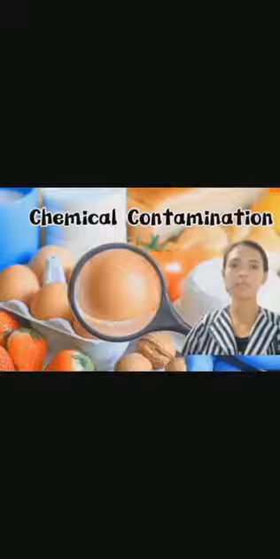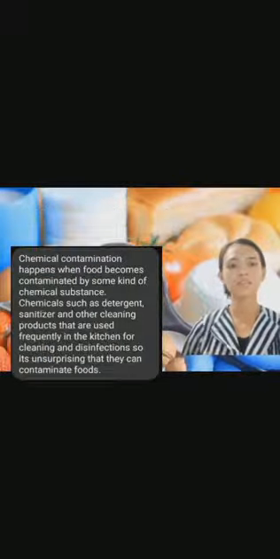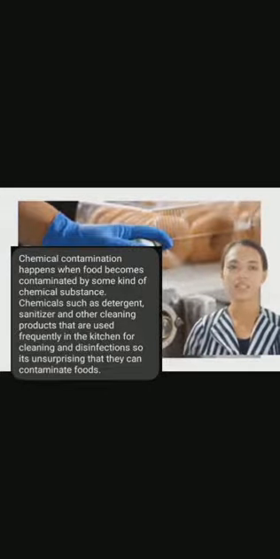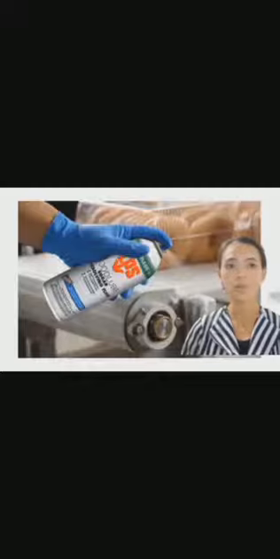The second one is chemical contamination. Chemical contamination happens when food becomes contaminated by some kind of chemical substance. Chemicals such as detergent, sanitizer, and other cleaning products are used frequently in the kitchen for cleaning and disinfection, so it's unsurprising that they can contaminate foods. Contamination may occur from preparing food on a surface that still has chemical residue on it, or if someone sprays cleaning chemicals close to uncovered food.